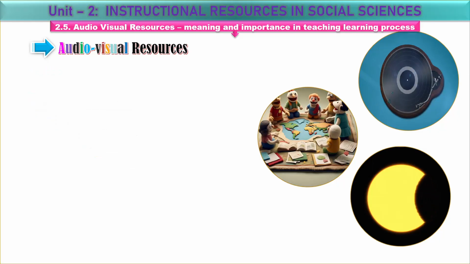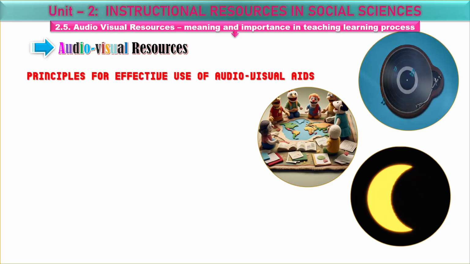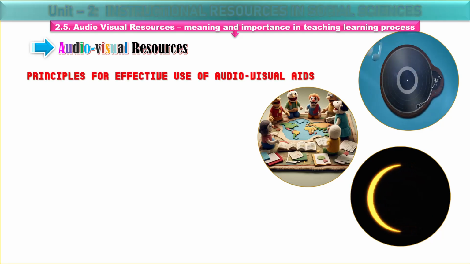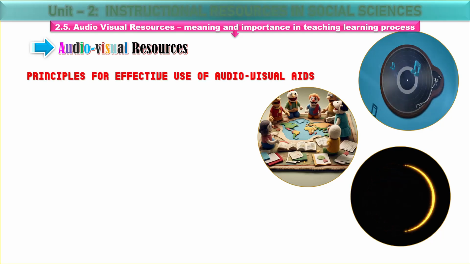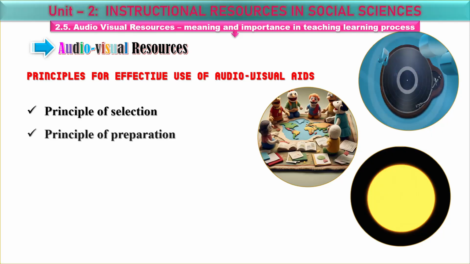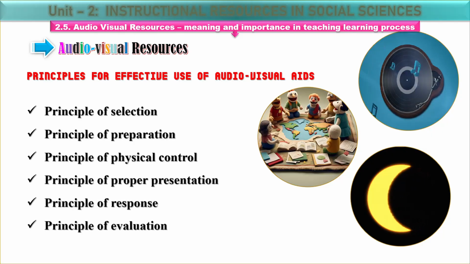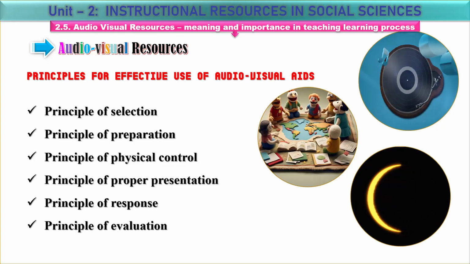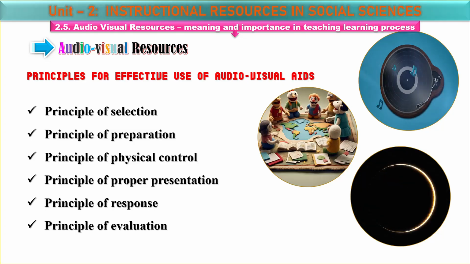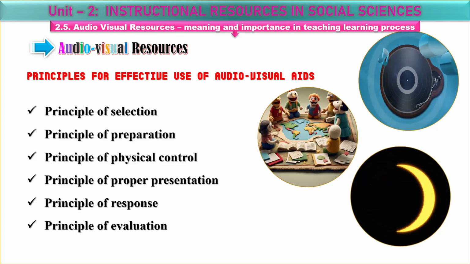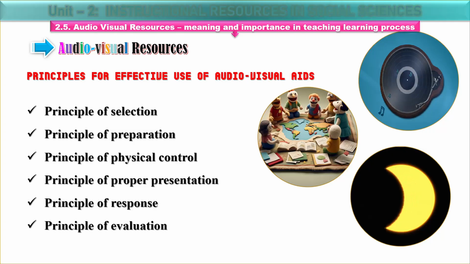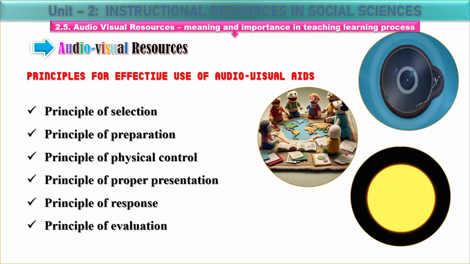So, what are the principles of effective use of audiovisual aids? What do we have to keep in mind when we select the audiovisual aid? First is the principle of selection. It should be relevant to our topic, our content, our concept. Principle of preparation. We have to be prepared in advance. It shouldn't happen that in the class we start preparing it. Then the principle of physical control. We should have control over the materials we are using.